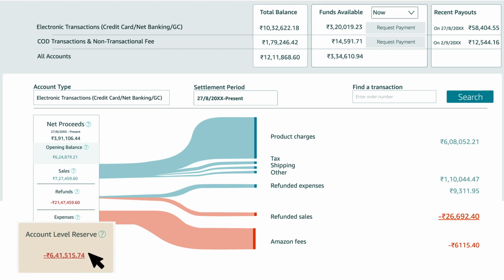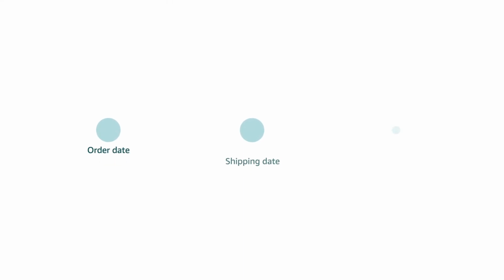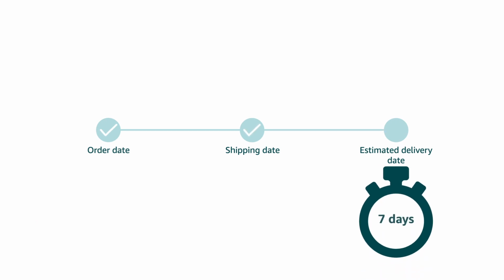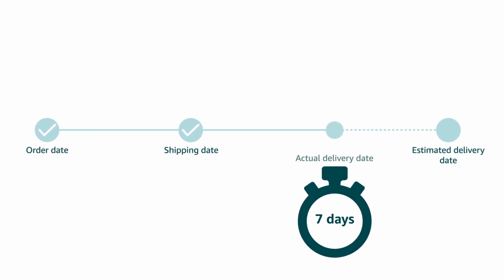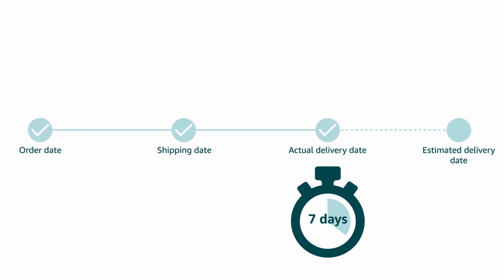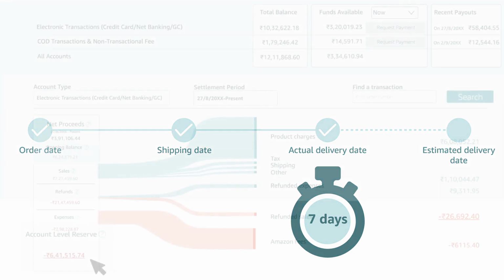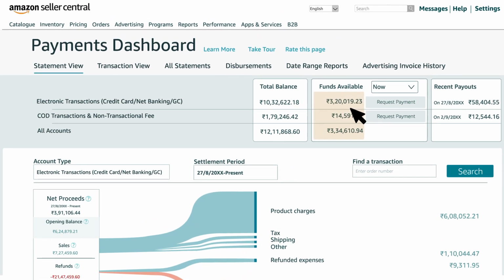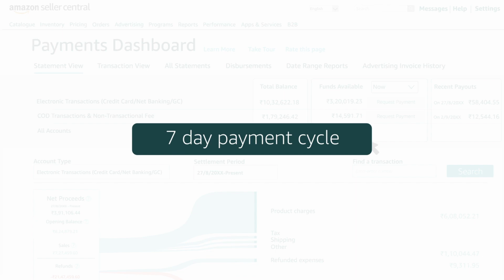It is a normal part of selling on Amazon to see funds under account level reserve. Amazon keeps funds from an order in reserve for 7 days after the estimated delivery date or the actual delivery date, whichever is earlier, to ensure that you have enough funds in order to fulfill any refund requests from buyers. Once the funds from the said order cross the 7-day reserve period, they are eligible to be disbursed to your bank account. Amazon usually disburses within 7 days, where the system automatically initiates transfer of funds once every week.